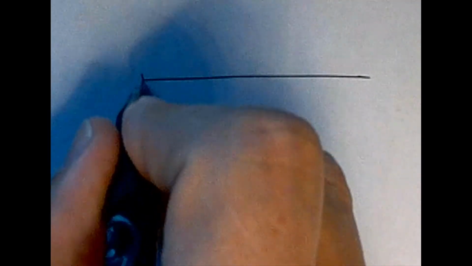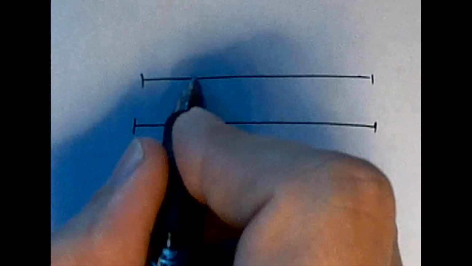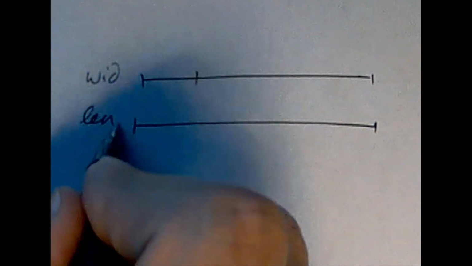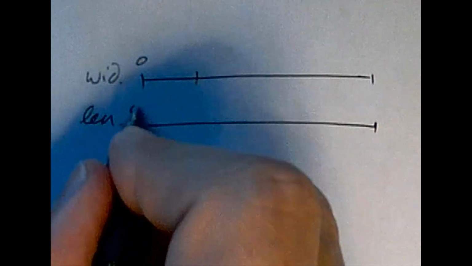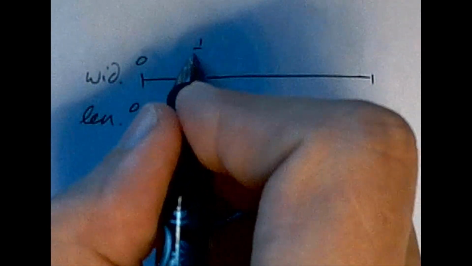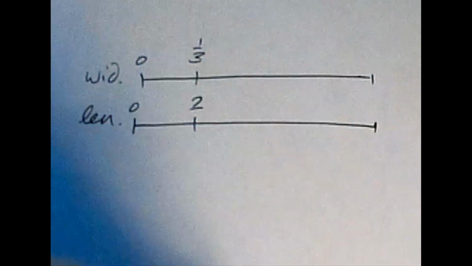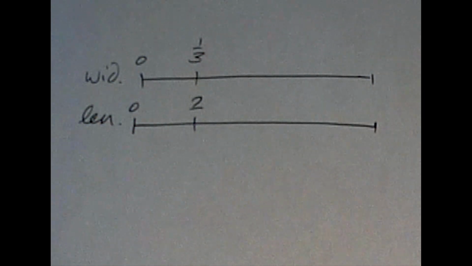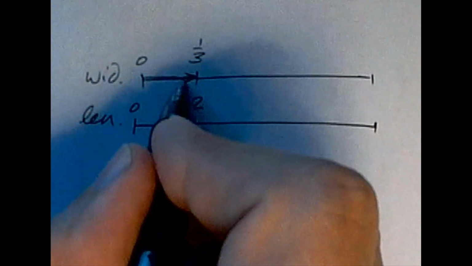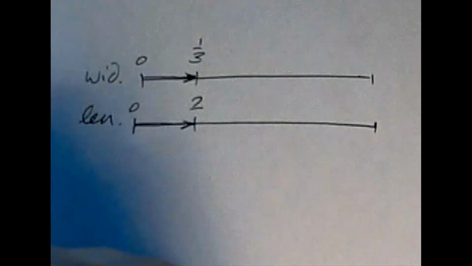If we had a number line and another number line, and we know that our first number line, let's say this is our width and this is our length. Both number lines start at 0. So if our width is 1/3, then our length is 2. So we know that every time this distance goes up by 1/3, this distance will go up by 2.